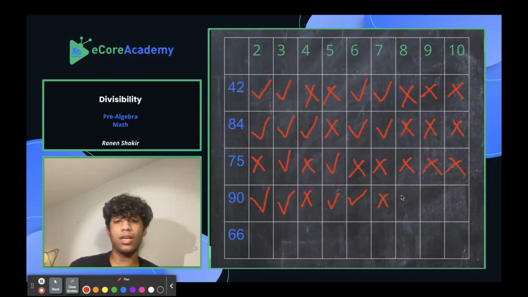7, it is not. 8, it is not going to be divisible. I'm sorry, 90 is not going to work. 9, it is, because 9 plus 0 once again is 9, and that is a number divisible by 9. And then 10 is right also, since it ends in a 0.